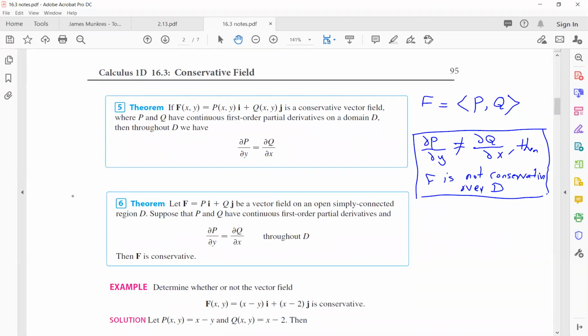Suppose P and Q have continuous first order partial derivatives. And you know that the partial derivative of P with respect to y is equal to the partial derivative of Q with respect to x, again, throughout the region D. Then for sure you can conclude that F is conservative. It means that you can find a potential function for your F.